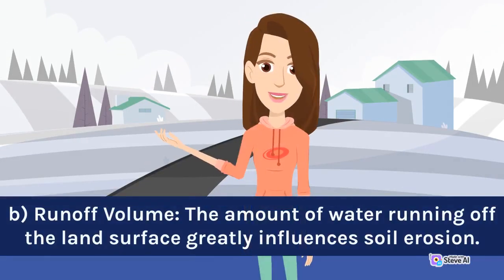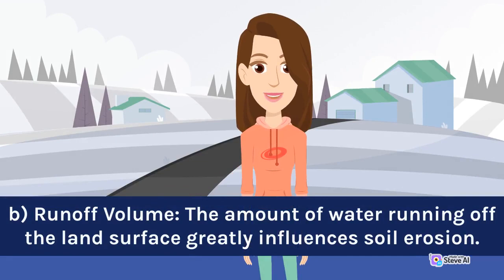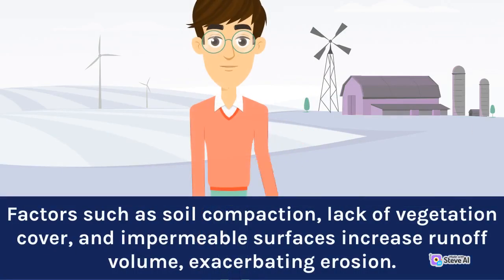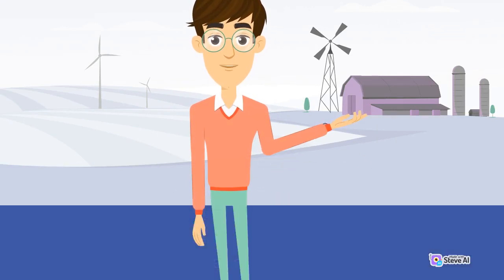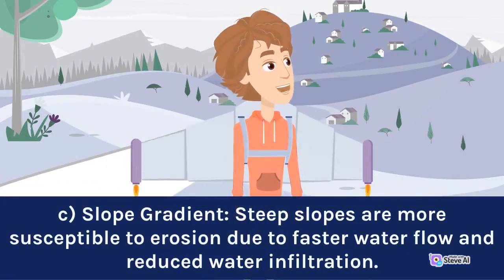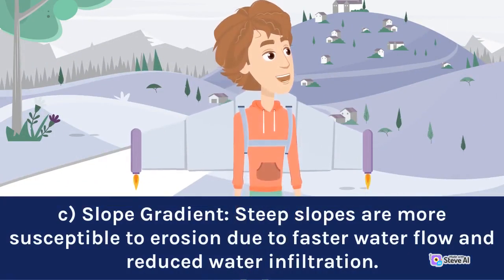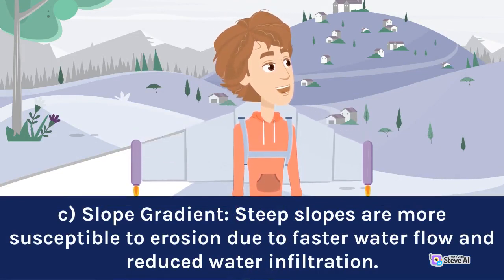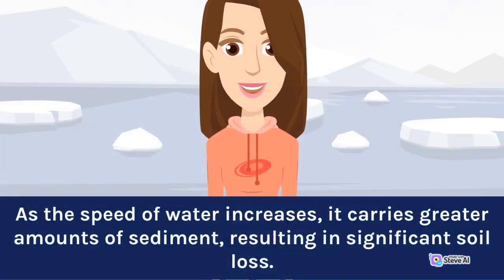B. Runoff volume. The amount of water running off the land's surface greatly influences soil erosion. Factors such as soil compaction, lack of vegetation cover, and impermeable surfaces increase runoff volume, exacerbating erosion. C. Slope gradient. Steep slopes are more susceptible to erosion due to faster water flow and reduced water infiltration. As the speed of water increases, it carries greater amounts of sediment, resulting in significant soil loss.